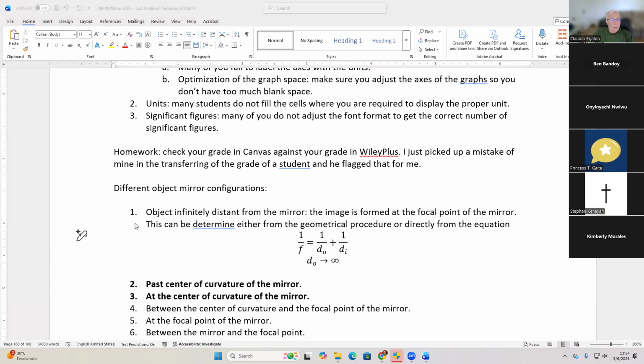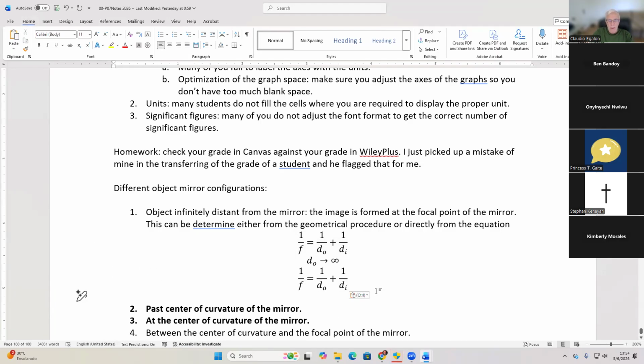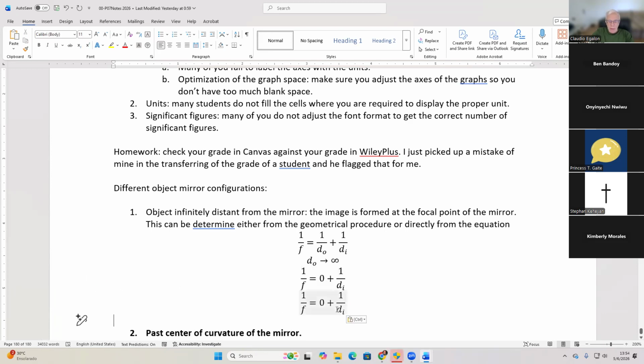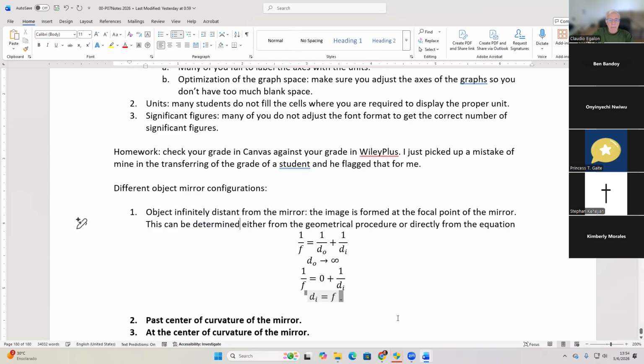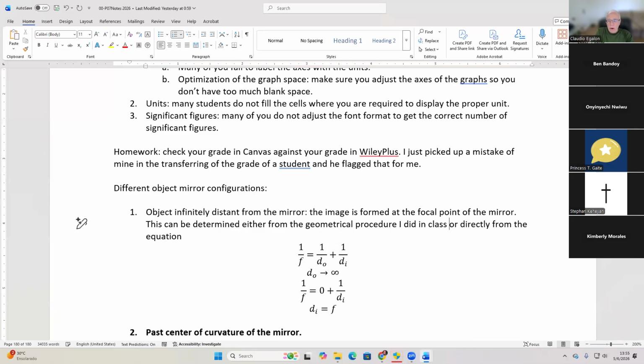This equation reduces to the following. Here becomes 0, right? And the position of the image is going to be equal to the focal distance. Like that. And this can be determined either from the geometrical procedure that I did in class, or directly from the equation.